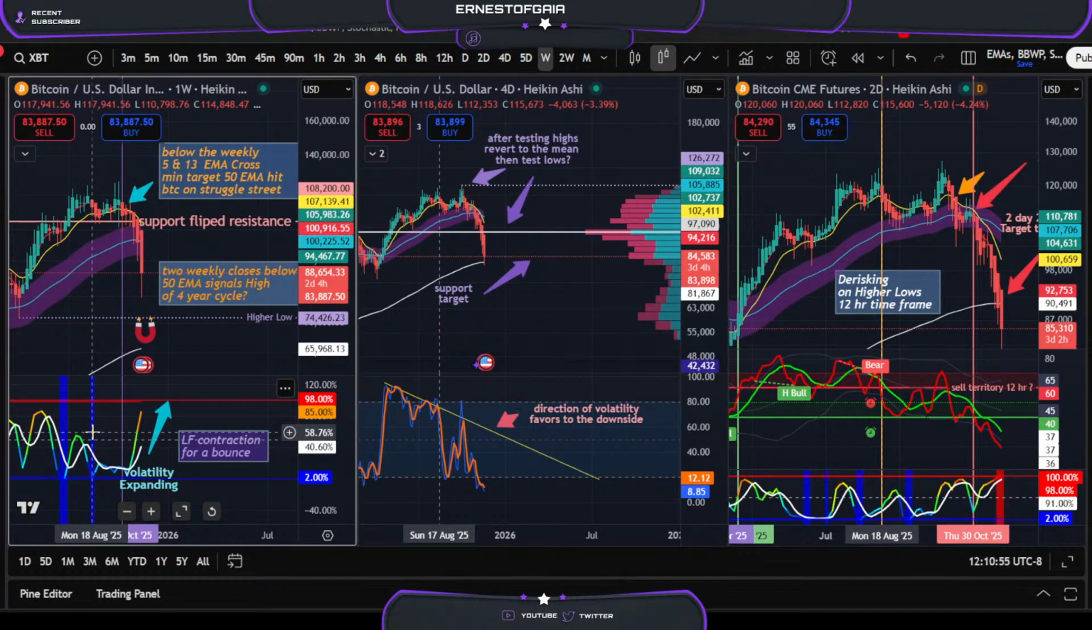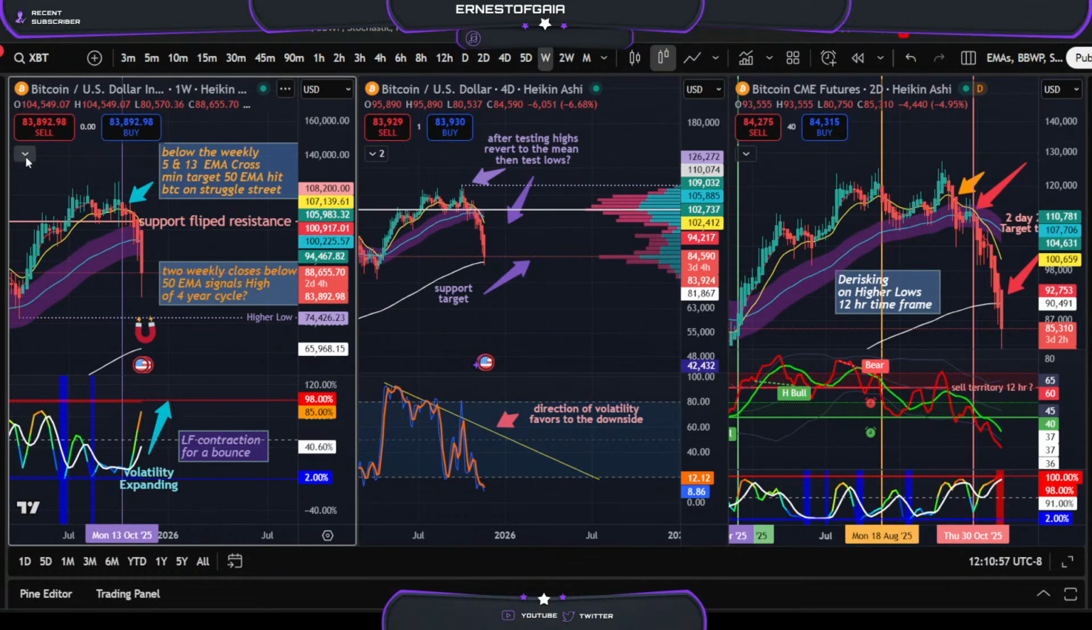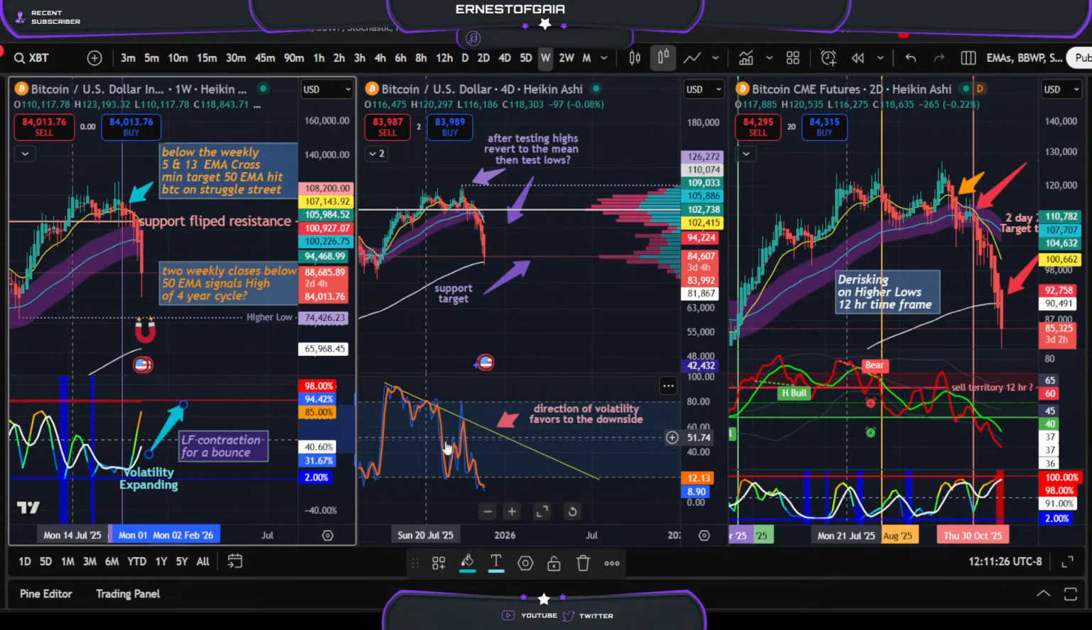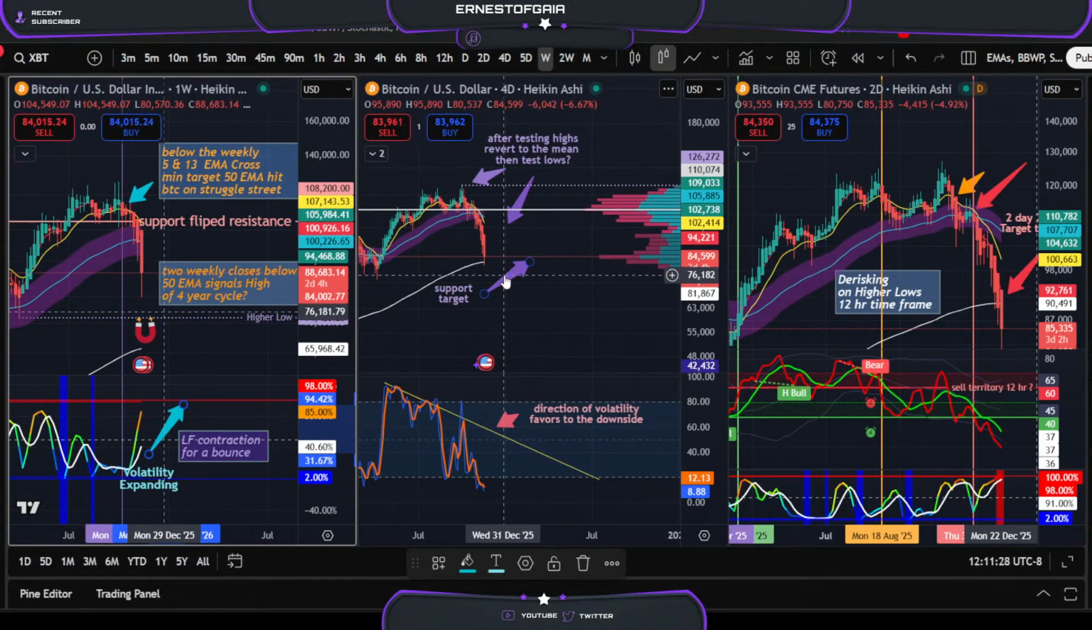We also saw over here on the weekly time frame on the Bollinger Band Width percentile that volatility has been expanding off the bottoms here. And if we're going to get a bounce, we want to see an inter-week contraction. So increased volatility, we're not surprised. Direction to the downside, not surprised.